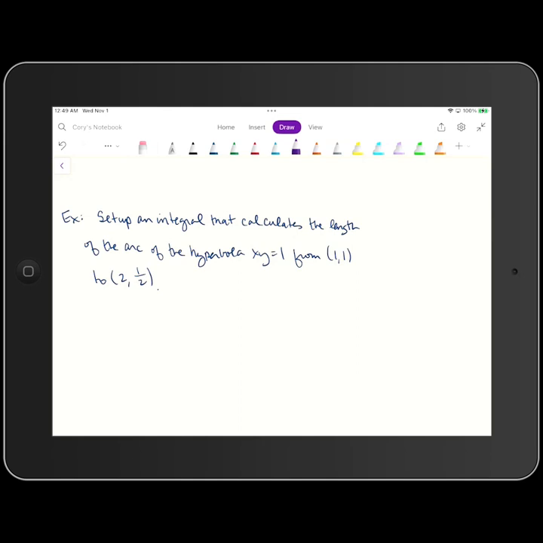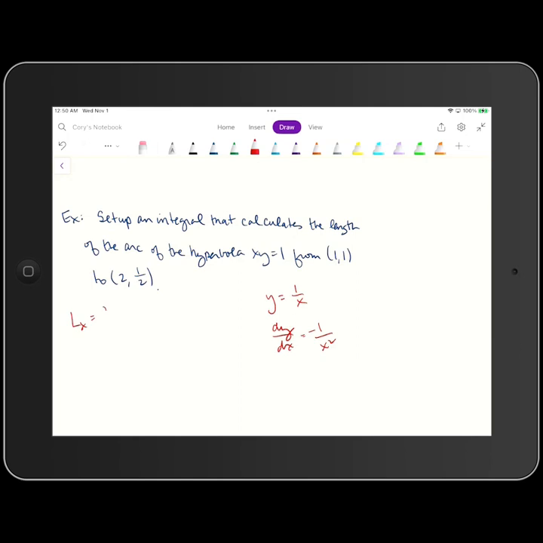So again, just like in the previous example, we have the ability to set up our arc length integral with respect to x or with respect to y. I'm going to do so with respect to x. So I'm going to take this equation, xy is equal to 1, and solve it for y. So we get y equal to 1 over x. And then the derivative of y with respect to x is going to become negative 1 over x squared. So we're just going to plug that into our arc length formula.